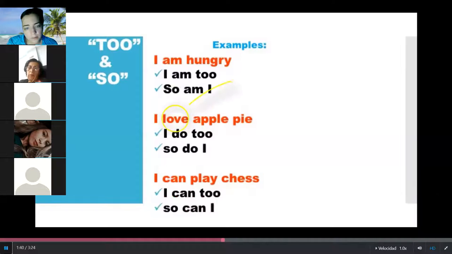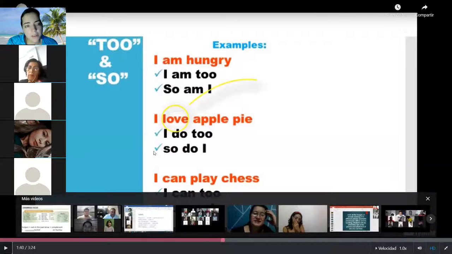I love apple pie. I love. Love is referring, yes, like a verb. Esto es un verbo, no es un auxiliar. I love apple pies. I love to eat pizza. No, to eat pizza, no. I love to eat tacos. Yes. Now, I do too. Yes. Porque esto no es un auxiliar. I play basketball. I do too.